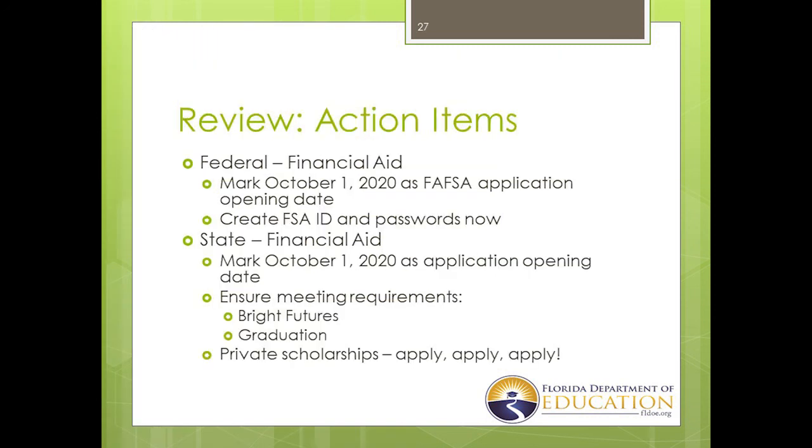In conclusion, let us review what we discussed and create an action plan for you. By completing both the FAFSA, the Free Application for Federal Student Aid, and the Florida Financial Aid Application, or FFAA, you will be evaluated for 3 of the 4 sources of financial aid: federal, state, and institution. And by applying to as many private scholarships as possible, you will be evaluated for the 4th source, the private scholarships. So we ask you to constantly apply, and apply.